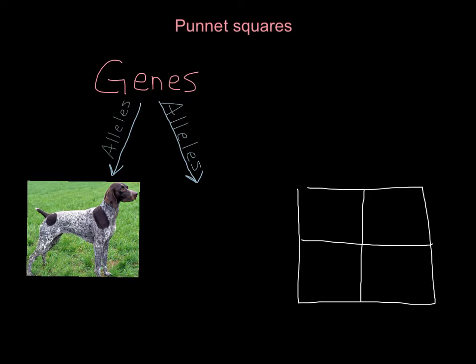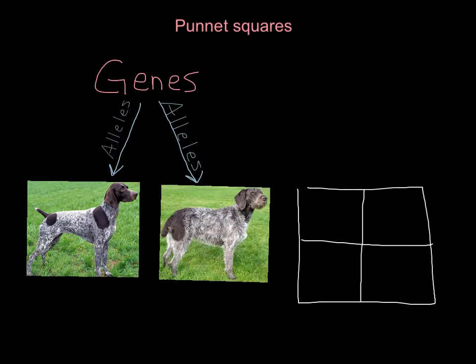So in this video I'm going to use the example of dogs. This is a short-haired dog, this is a long-haired dog. So they both have a gene for what kind of coat or what kind of hair they have or what length, but they both have different genes. So the gene we're going to look at is coat type.